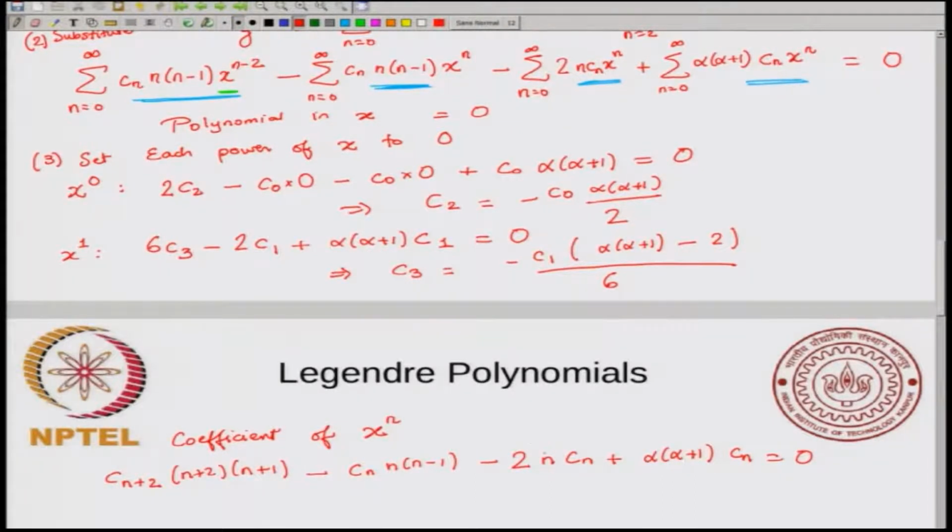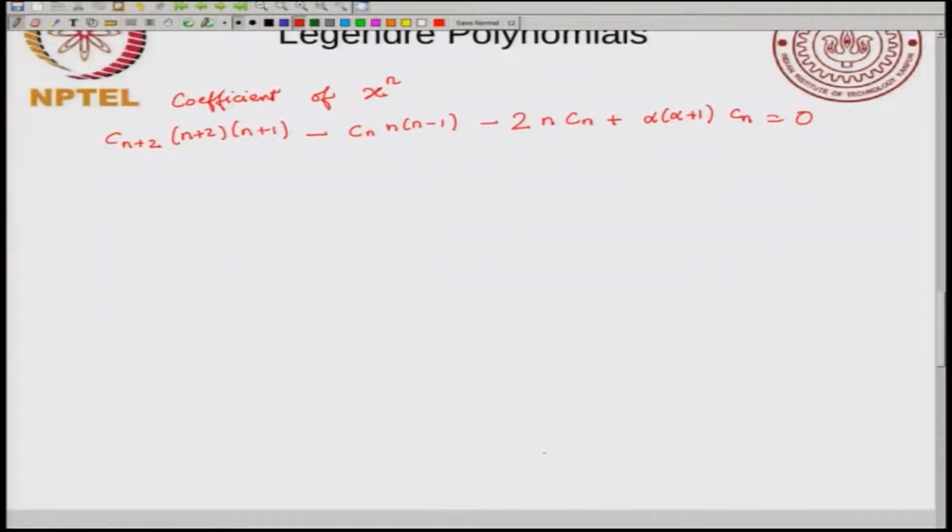Okay. So, this is what you get from the coefficient of x raised to n, and you can rewrite this. I will let you work it out, but I will just write the final result. So, you have c_{n+2} is equal to minus c_n times (alpha(alpha+1) minus n(n+1)) divided by (n+1)(n+2). Okay. So, this is what you will get. What you will get is that c_{n+2} is related only to c_n.